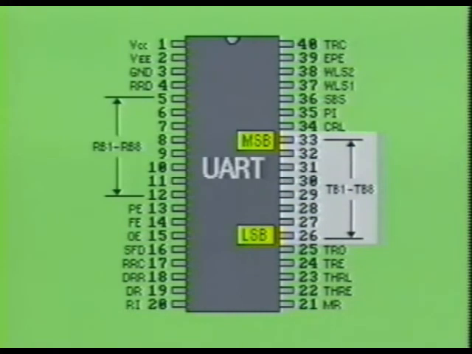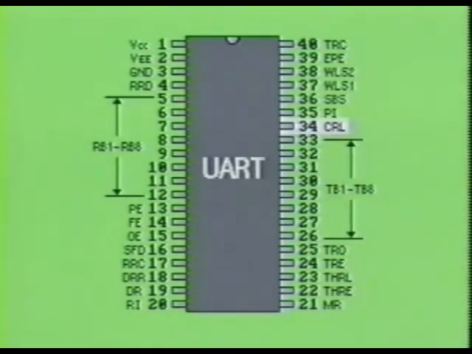Pins 26, 27, 28, 29, 30, 31, 32, and 33 are the data inputs from the microprocessor. Pin 26 is the least significant bit, and pin 33 is the most significant bit of the input data. These pins are labeled TB1 through TB8.